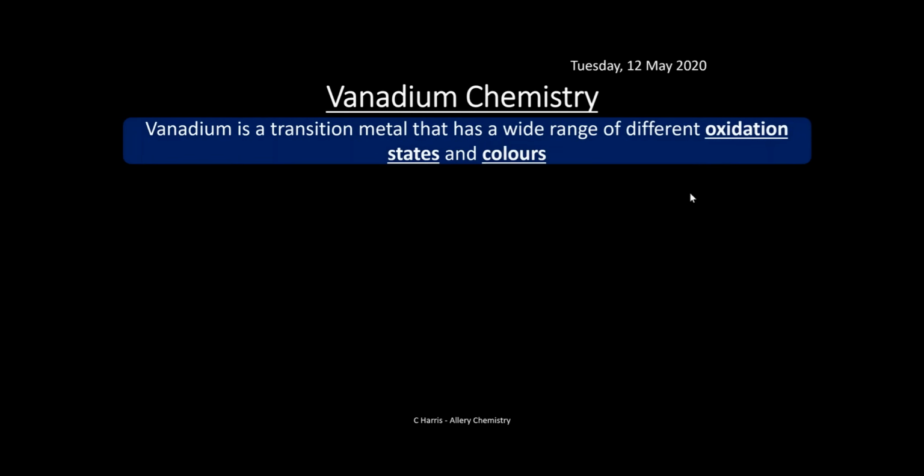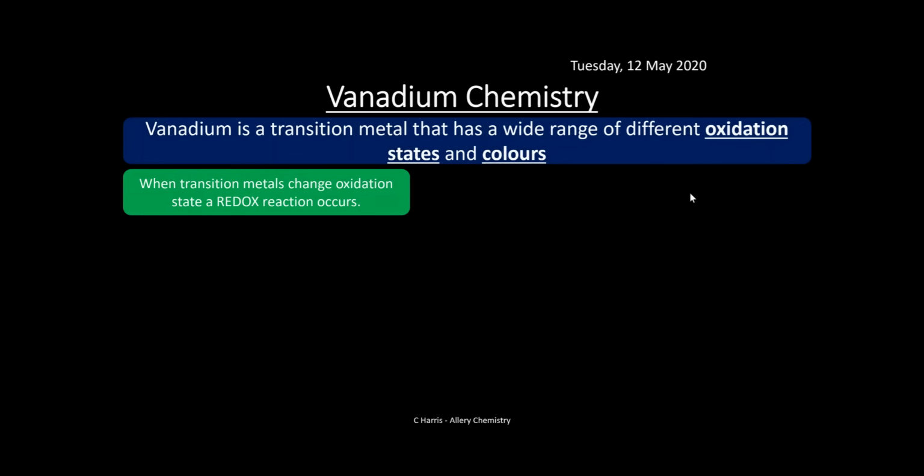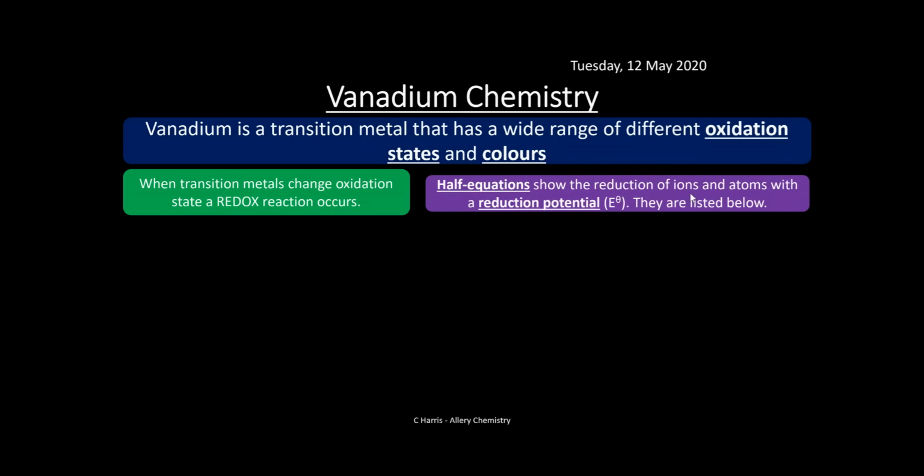So let's have a look, and we're going to show you some of the electrode potentials within these areas of chemistry, so you'll see the values pop up here. We're going to look at the first type of chemistry, and I love vanadium chemistry. It's got so many different colours attached to it. Vanadium is a transition metal that has a wide range of different oxidation states and colours. When transition metals change oxidation state, a redox reaction occurs, going from one oxidation state to another.